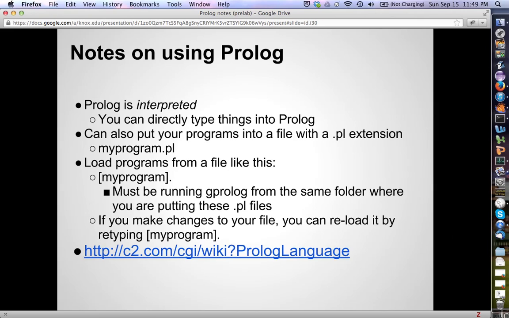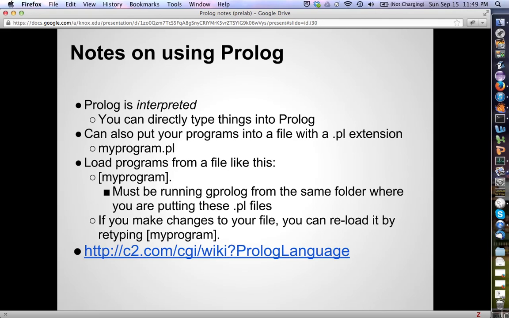You can also put your files, your programs, into a file with a .pl extension. For people who've done Perl before, this might look confusing because PL is often used for Perl. I assure you in this case it's going to mean Prolog. So for example, you would have myprogram.pl.